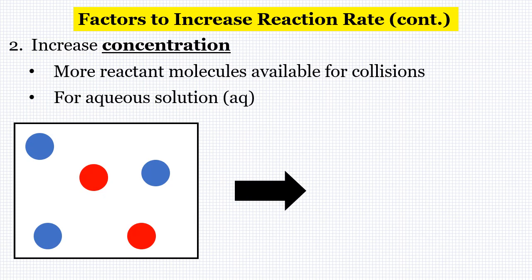The next factor we're going to look at is concentration. The more reactant molecules that you have for collisions, the greater the chances are that they're going to bump into somebody. This applies to aqueous solutions, which remember, you're dissolved in water when you're aqueous.